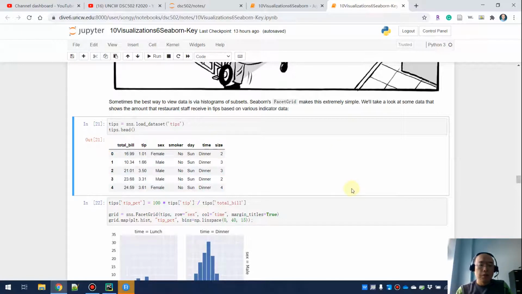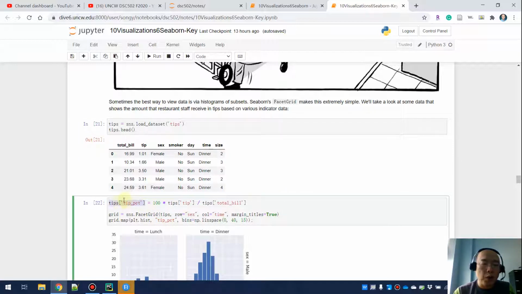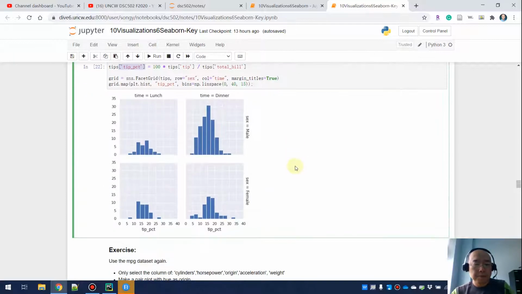Okay, so for this dataset, the first thing I want to do is add a new column, the tip percentage. The absolute value of the tip doesn't mean too much, but we want to see what percentage of the total bill the customer gives to the waiter or waitress as a tip. And then we want to do a FacetGrid.